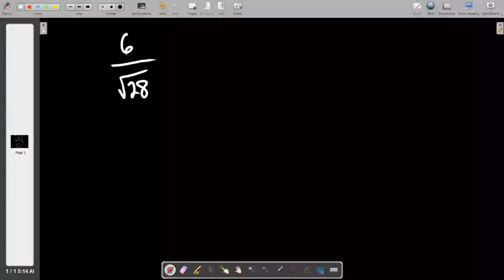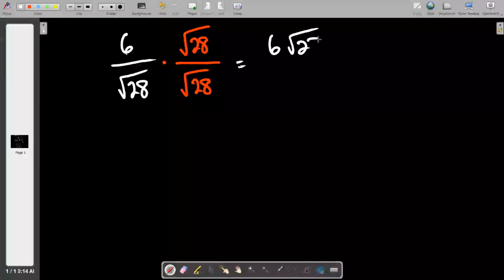Multiply the top and the bottom both by... Nice job. So you went a different route than I thought you might, but I'm actually okay. I like this. So good job. So what do we get on top? We get 6 roots of 28. And what do we get on bottom? We get 28.